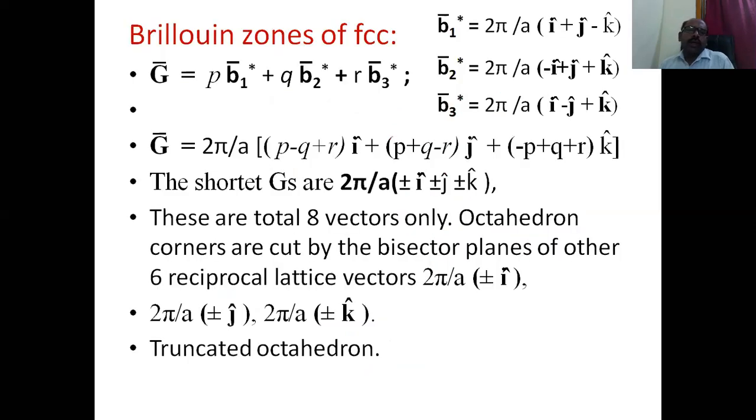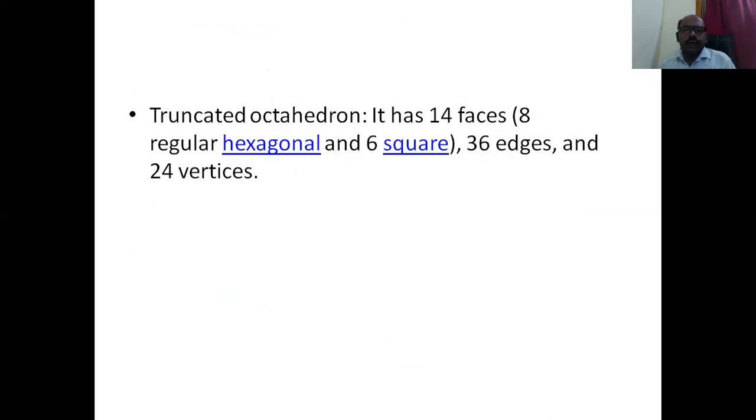In this lecture we have seen the Brillouin zones of the simple cubic lattice, BCC lattice, FCC lattice, and square lattice. The Brillouin zone of a square lattice is again a square. The Brillouin zone of a simple cubic lattice is simple cubic, the Brillouin zone of BCC is a rhombic dodecahedron, and the Brillouin zone of FCC is a truncated octahedron. It possesses 14 faces, 8 regular hexagons and 6 squares, and it possesses 36 edges and 24 vertices.